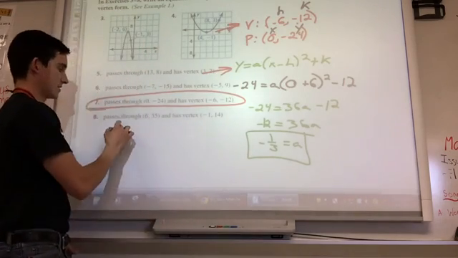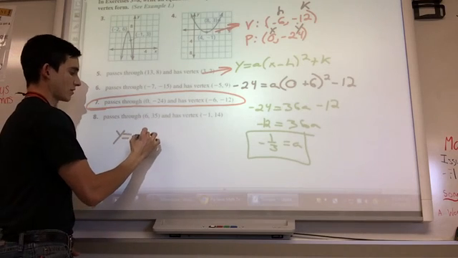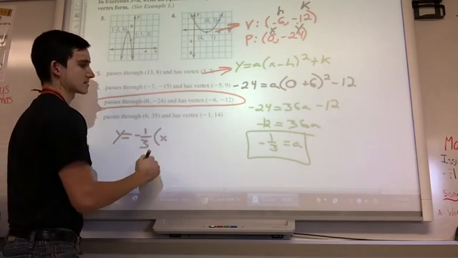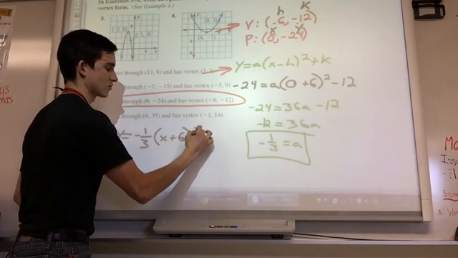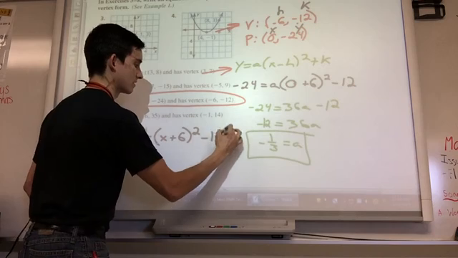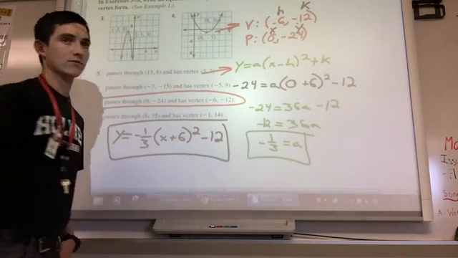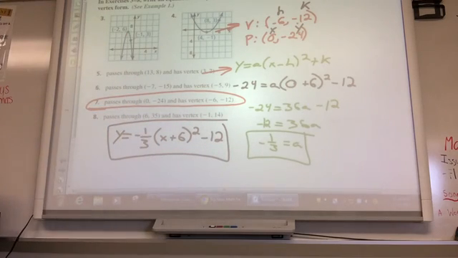So here it is. Y equals a, which is -1 over 3, times x. I shifted on my vertex left 6, so I'm going to put plus 6 squared, and I shifted down 12. And there's my vertex equation, or my equation in vertex form.